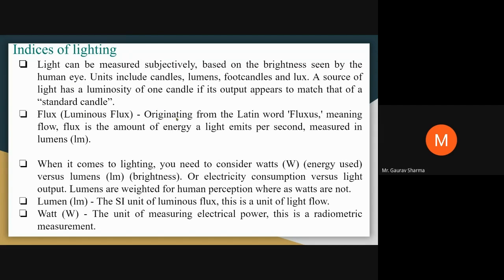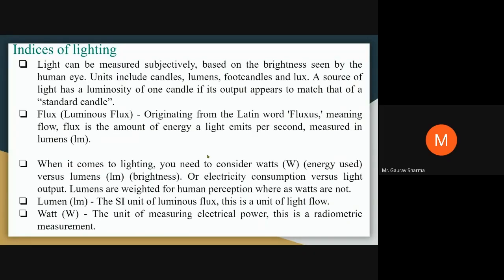Okay, so it is what? It originates from the Latin word fluxus. So that is again another unit, the luminous flux, meaning the flow. What is the meaning of flux? That is flow. Like we are measuring electricity, in the same way we are measuring the light here also. So flux is the amount of energy a light emits per second, which is something like flowing, and we are measuring it. It can be like a fluid also. Okay, so in this sense you can also measure the light. It's measured in lumens. Whenever we talk about the lighting flux, it is measured in lumens.